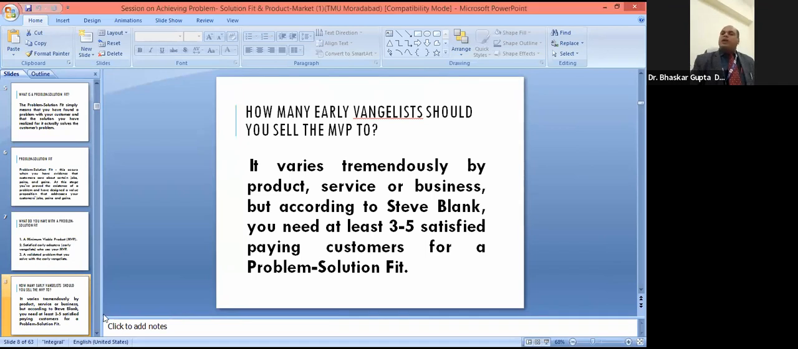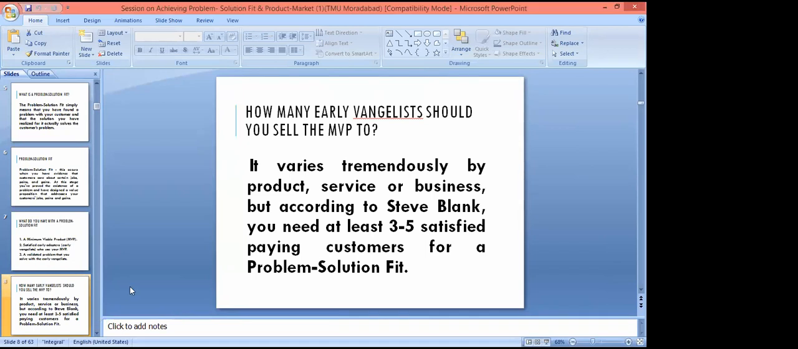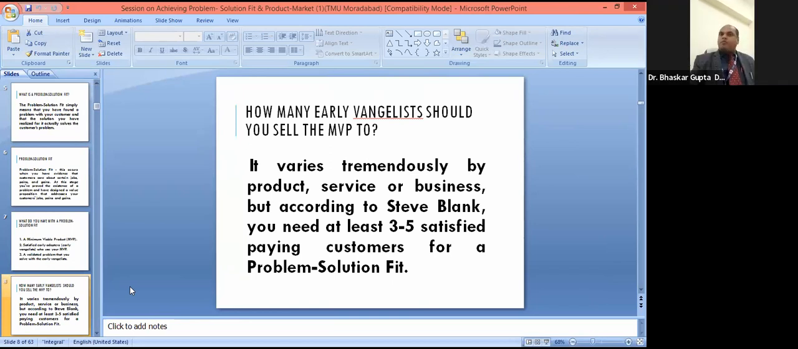Then you should find at least 3 to 5 buyers who are interested in your product, who are going to pay for your product because of your value proposition, which you added during the development of the technology or the product or the service or the process or the representational model, whatever it is. Next. How to get a problem solution fit? We can achieve it in simple 8 steps.